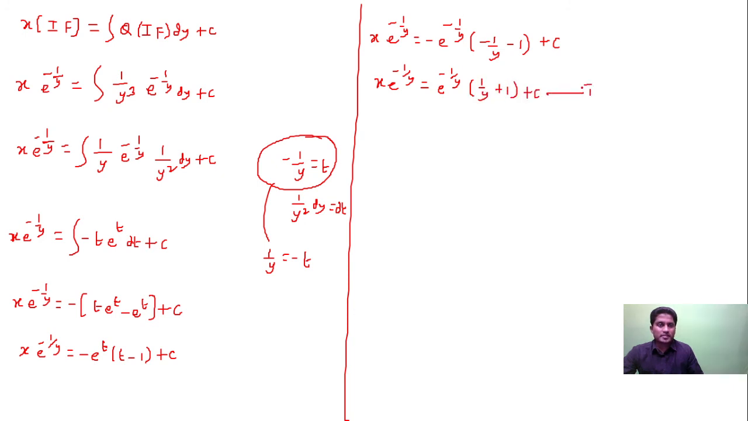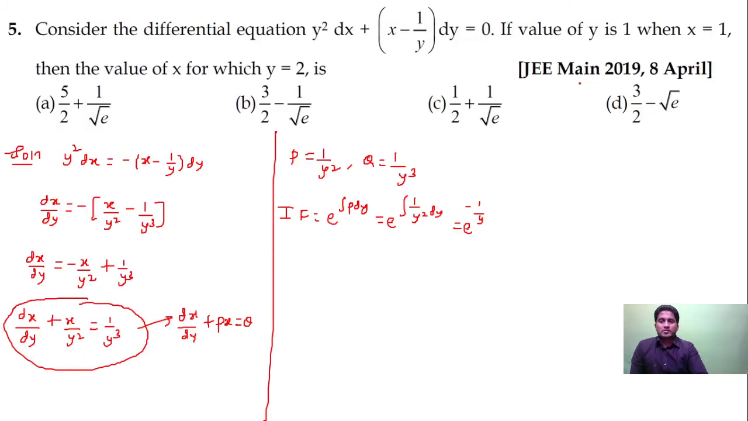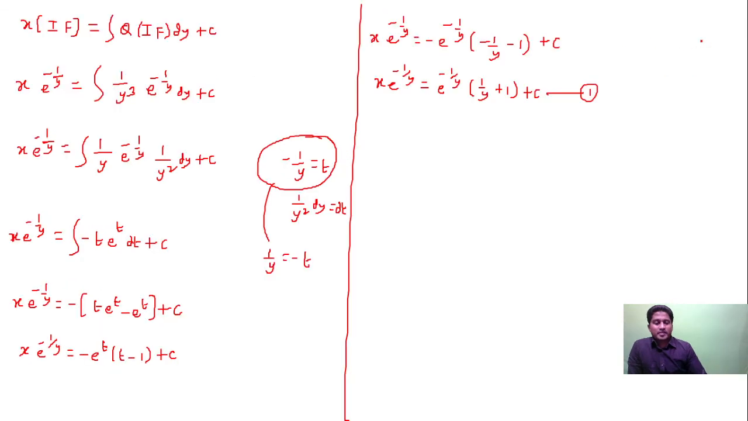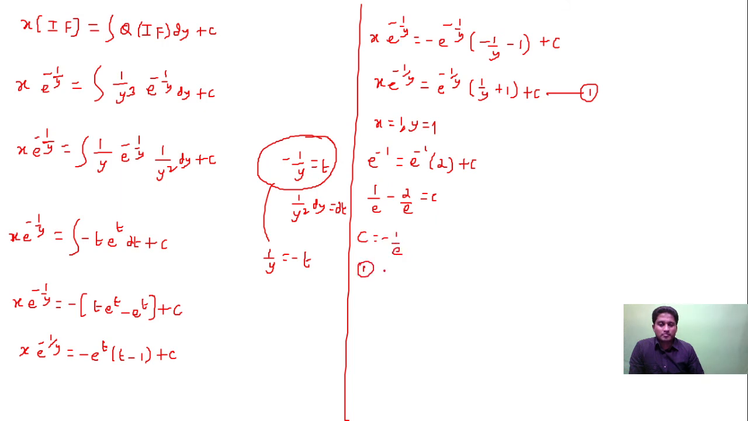Let's call this equation 1. What are the boundary values? When x is equal to 1, y is equal to 1. You get e to the power of minus 1 is equal to e to the power of minus 1 into 2 plus c. So 1 by e minus 2 by e is equal to c. So c is equal to minus 1 by e. Substitute back in equation 1.